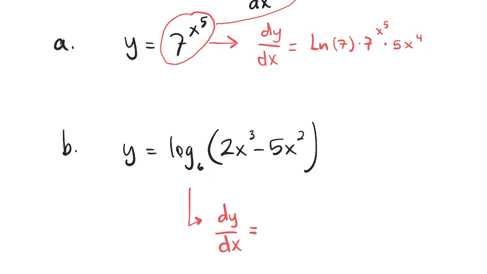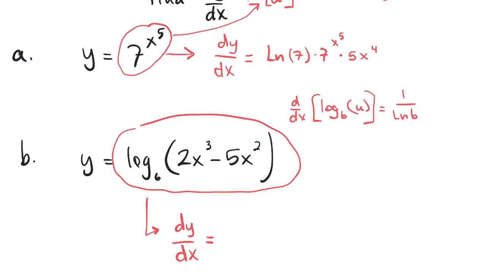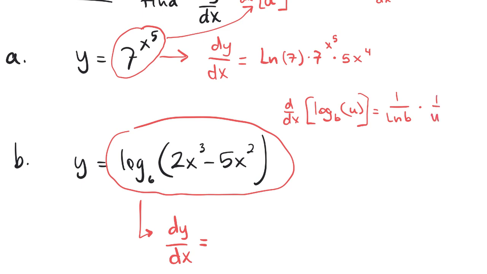Here, we're going to consider the rule, the derivative with respect to x of log base b of u equals 1 over natural log of b, 1 over u times du dx. Then b is the base of the logarithm, in this case 6. u is the expression inside the logarithm. And then du dx is just u prime, it's the derivative of u.